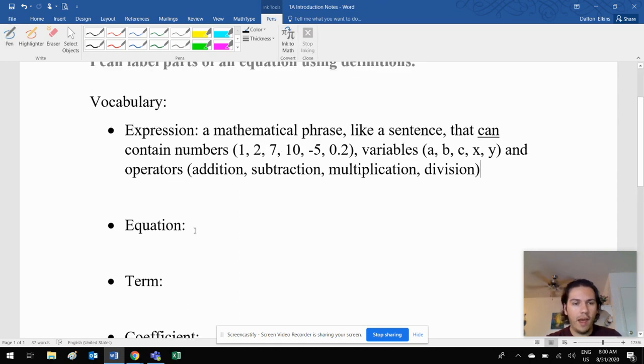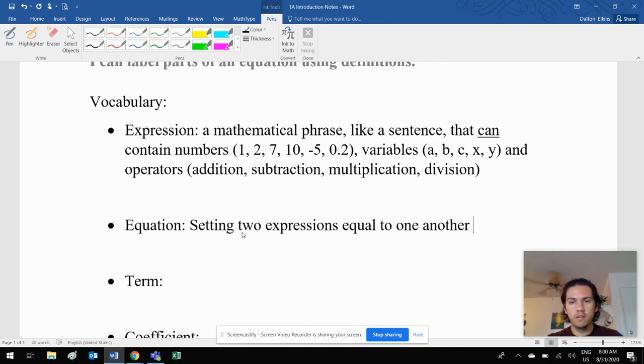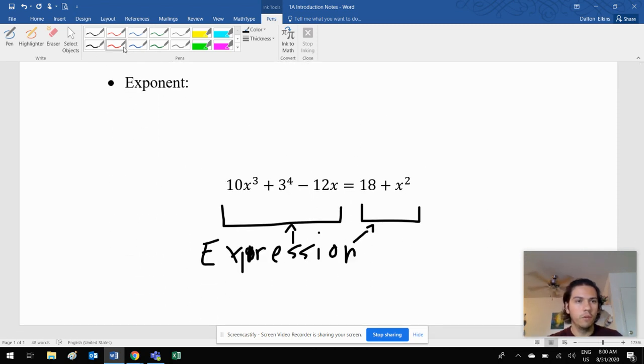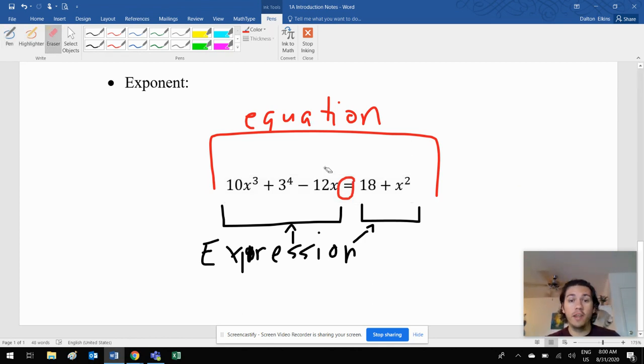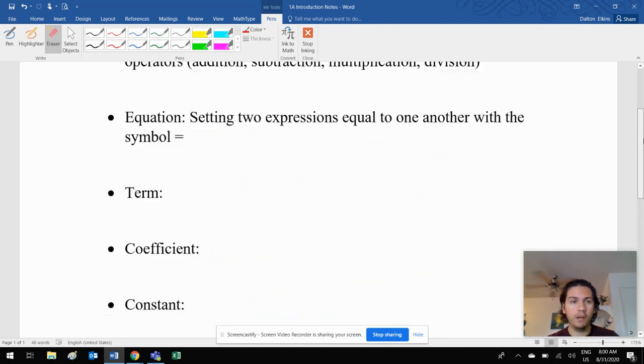The next vocabulary word we have is equation. An equation is setting two expressions equal to one another with the symbol, but you know this symbol, the equal sign. So this entire thing is an equation. It has two expressions, and the big important thing is that they're equal to one another with that symbol right there. That is what gives us away that we have an equation, not just a big expression.